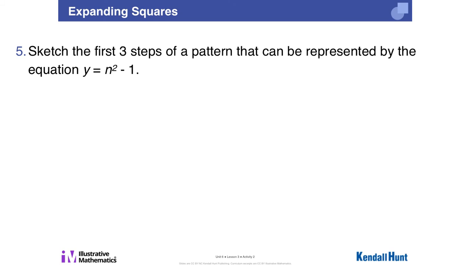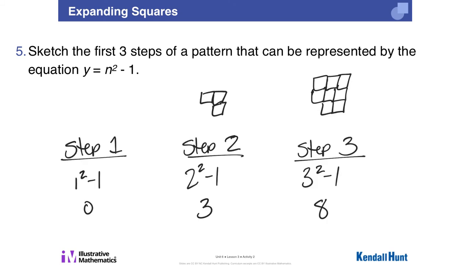You could do this problem lots of different ways. I first set up using the expression in the equation, plugging in the step number for n, and figuring out how many squares I need in each step. So that's the first thing I did. So step 1 has 0 squares because 1 squared minus 1 is 0. Step 2 is going to have 3 squares.